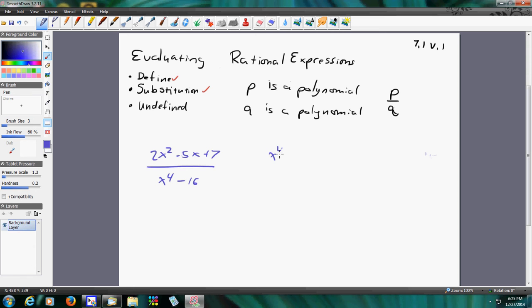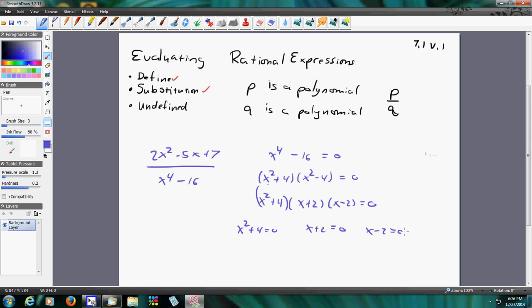Well, I'm going to set x to the 4th minus 16 equals 0, but this is the difference of perfect squares. So I get x squared plus 4 and x squared minus 4 equals 0. It's the 4th degree, so I have 4 possible solutions. This I can't do anything with. But this, sorry, we gotta back up. But this I can make into x plus 2 and x minus 2 equals 0. So I'm going to set each of these factors equal to 0. x squared plus 4 equals 0. x plus 2 equals 0. x minus 2 equals 0.